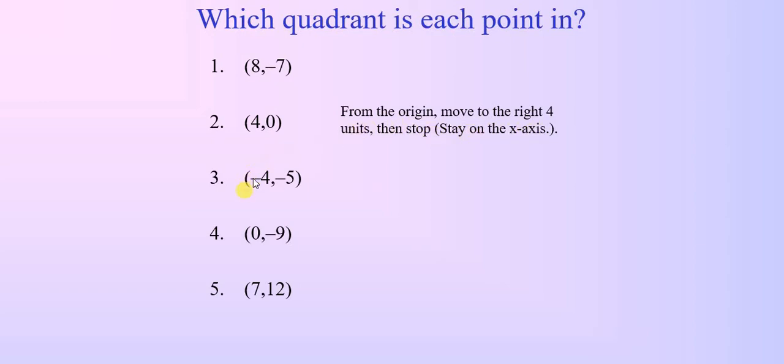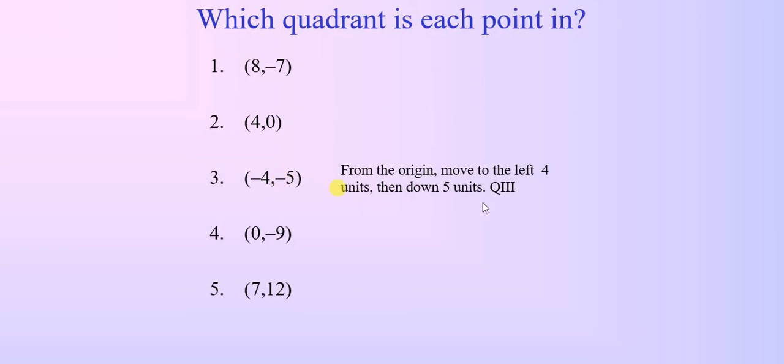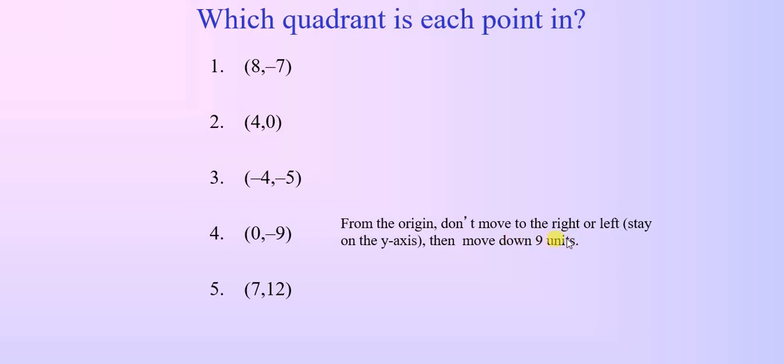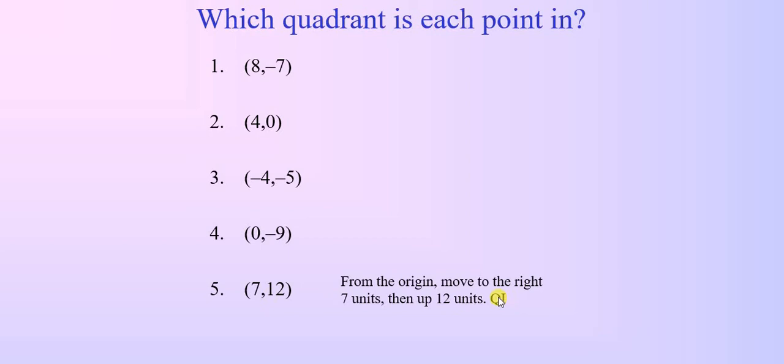How about number 3? A negative x and a negative y. This is quadrant 3. The fourth one, we have 0, then a negative y. So we just move down 9 units, but we do not go left or right from the origin. We just stay on the y-axis. And finally, we have a positive x and a positive y. Therefore, this is quadrant 1. That's how we can determine in which quadrant, or sometimes axis, the points lie.